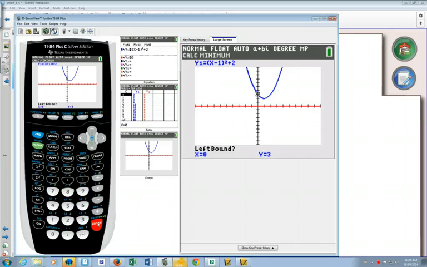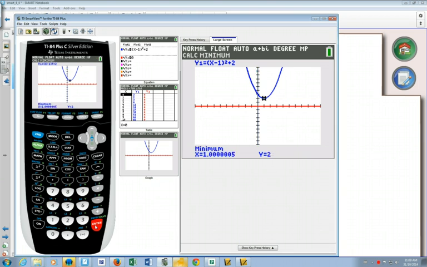Again, you need to go to the left side of your vertex and the right side. Right now our cursor is already to the left of the vertex. I'm going to push enter right away. You can either use the arrow keys to go to the right, or you can type a number, say 5, because 5 is to the right of it. My graphing calculator has lines that show where it is. Yours might just have the arrows at the top. Make sure your vertex is between those two arrows, and then when you push enter again, your calculator finds it.